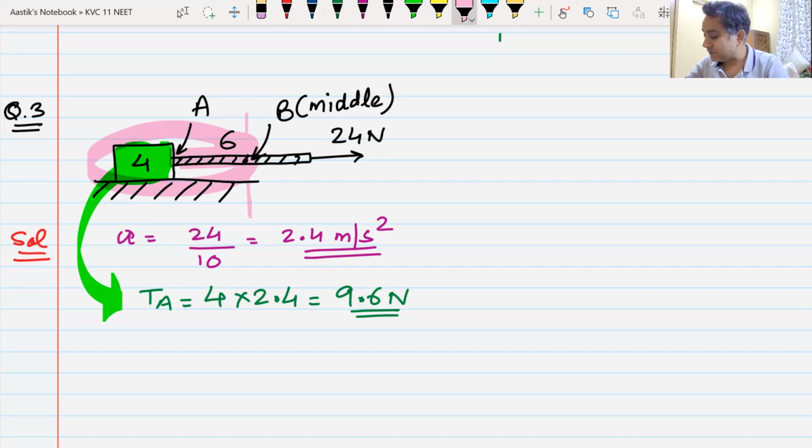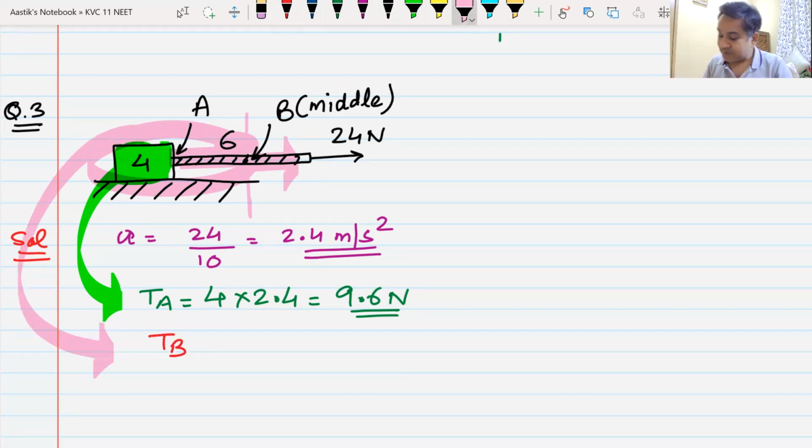What is the total mass of this system? This will be pulled by tension at point B. So what will be the tension at point B? This entire thing is pulled by this. What will be the tension at point B? Tell me.